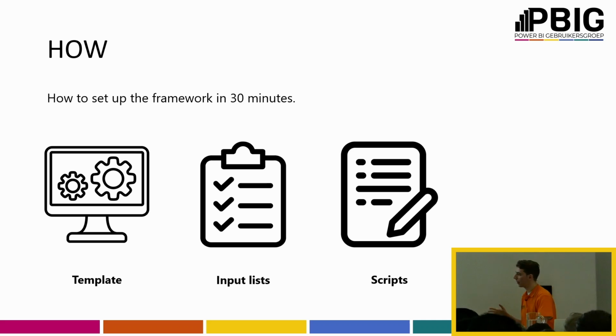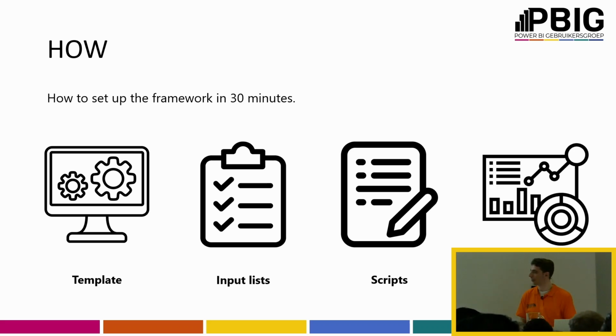Then, once we have done that, we will use some scripts, because once we have the KPIs, we also need the measures, and we don't want to manually create all the measures for 120 KPIs and the variance of it. So we will do that automatically using scripts. And once that's all done, we should have our dashboard.